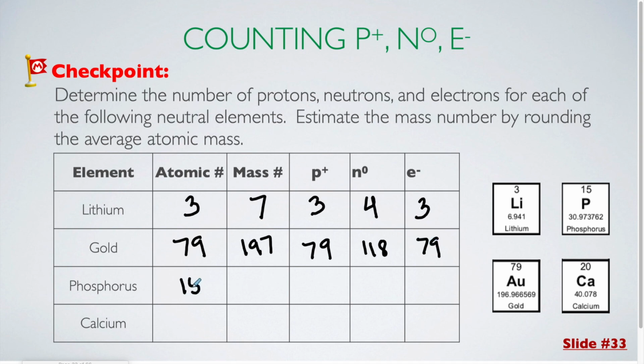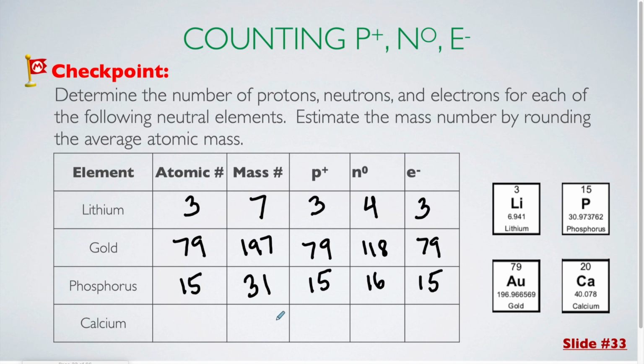Phosphorus, we have 15 for my atomic number. The mass is going to round from 30.97 to 31. Protons are 15 because that's the atomic number. I'm going to subtract these two for the neutrons, so 16. And then protons and electrons are equal, 15.